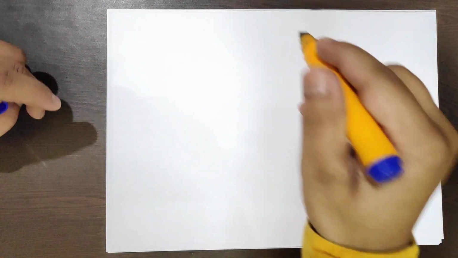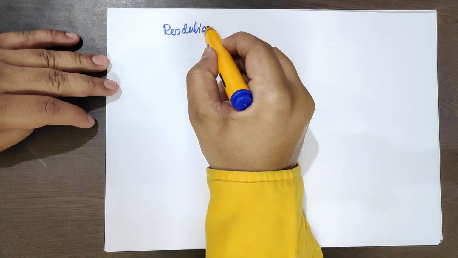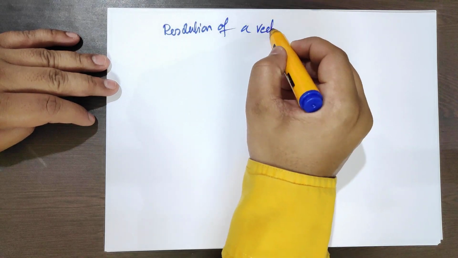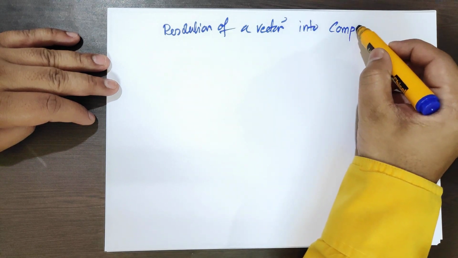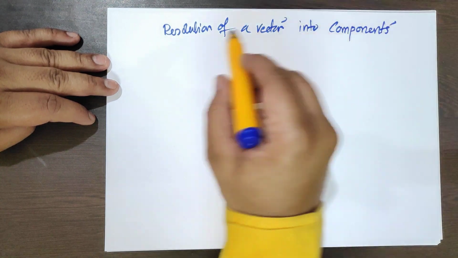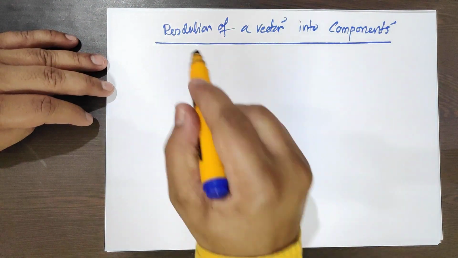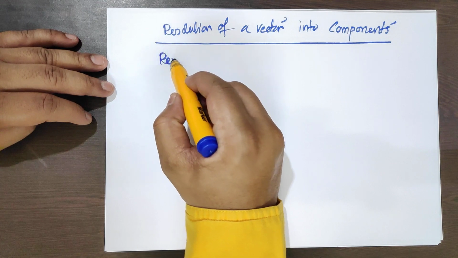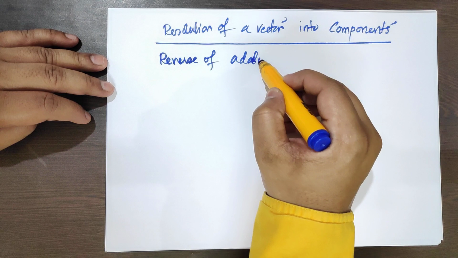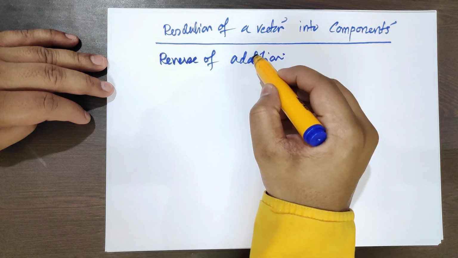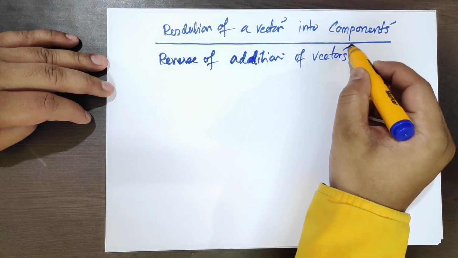Now we will learn about resolution of a vector into components. So that means it is a reverse of addition of vectors. Only the reverse process of adding vectors.